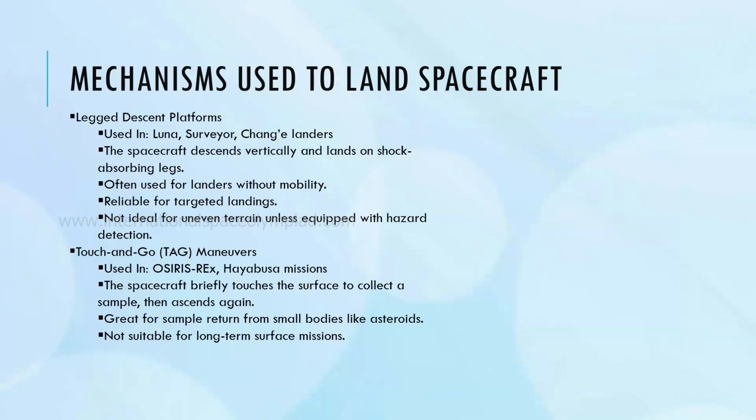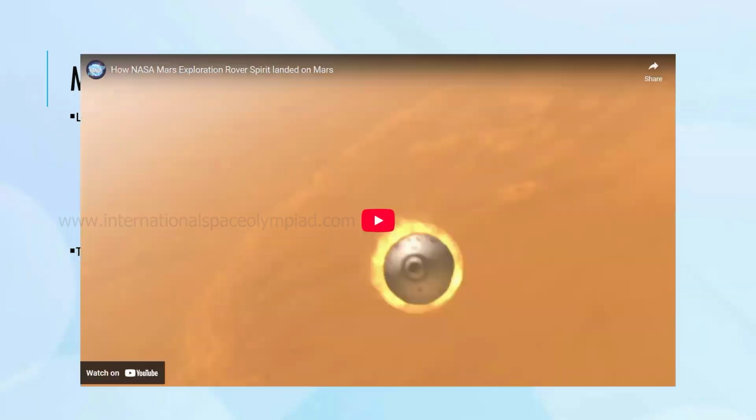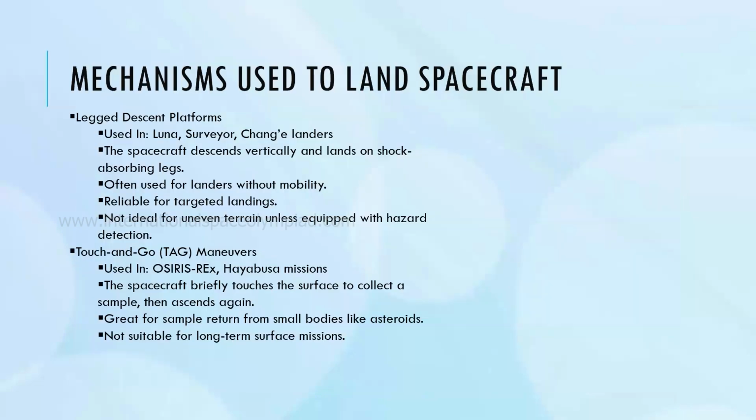Okay, there is another one, legged descent with proper shock absorbing. It is not that easy. Using proper shock absorbing legs, we can actually land. It is practiced and successful. I'm not saying that it is impossible, but it is not ideal for uneven terrain unless it is equipped with hazard detection, etc. So it is not much used. The mostly used one is the reverse firing technique.